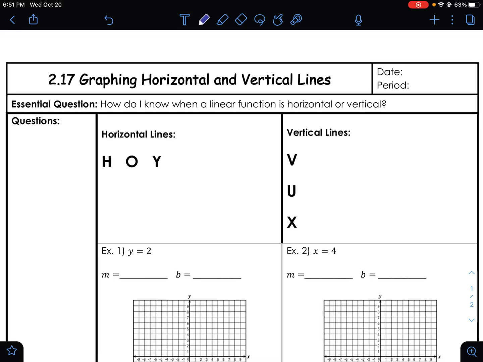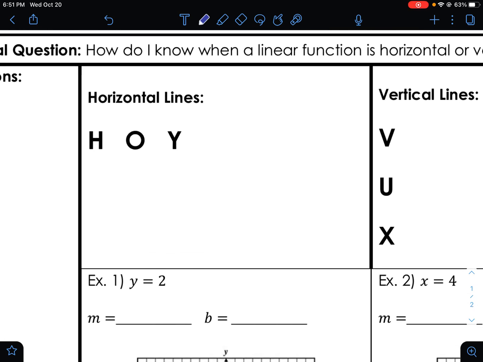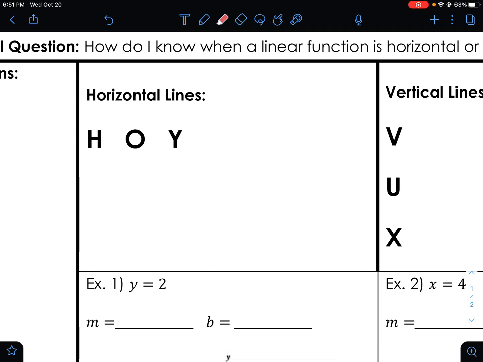Hi everyone, in this video we're going to talk about horizontal and vertical lines. So our essential question is, how do I know when a linear function is horizontal or vertical? So we're going to start with horizontal lines.